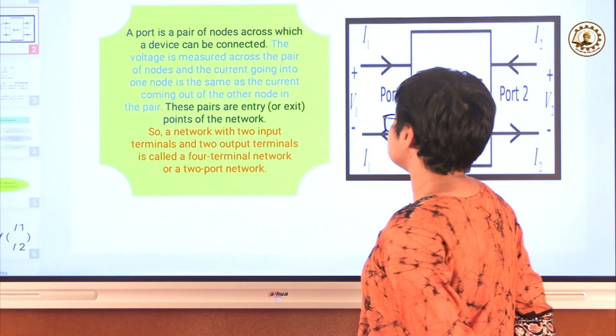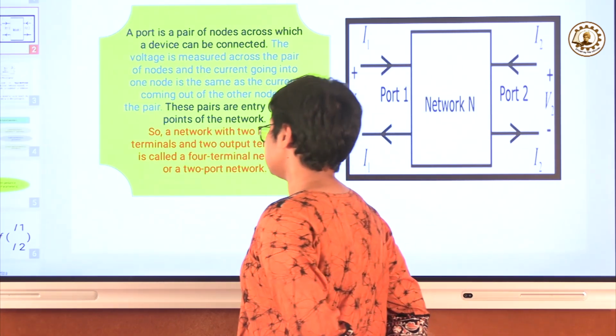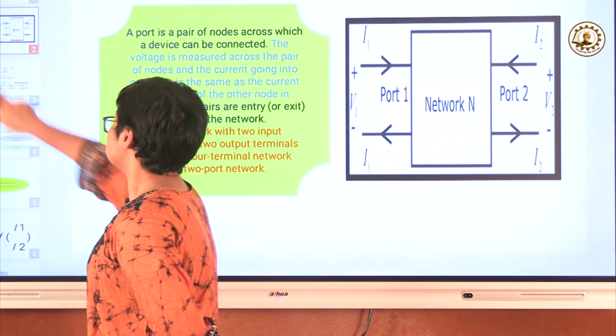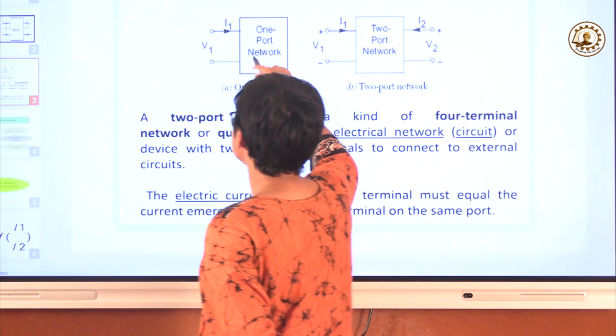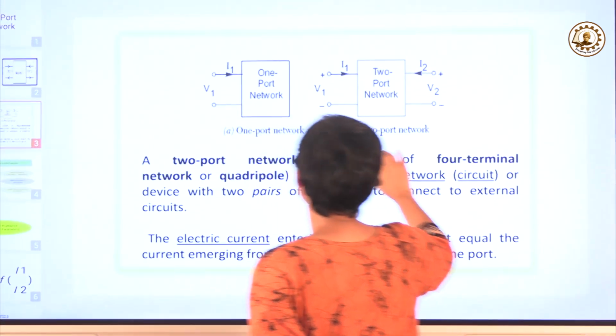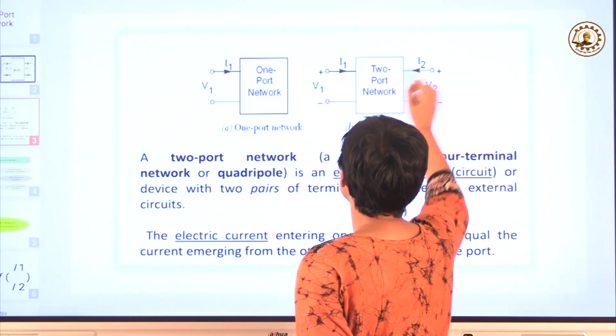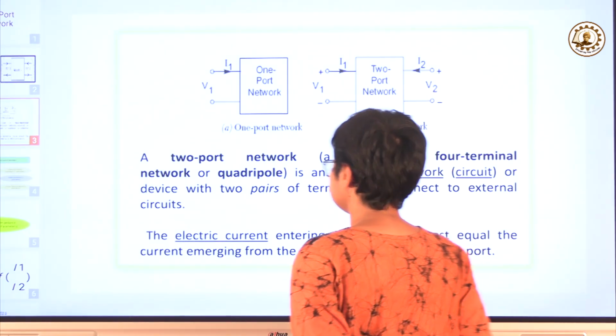So there are different configurations of two-port network. There is one-port network and also two-port network. In case of one-port network, there are two nodes connected with a network, and in case of two-port network, there are four terminals associated with this network.